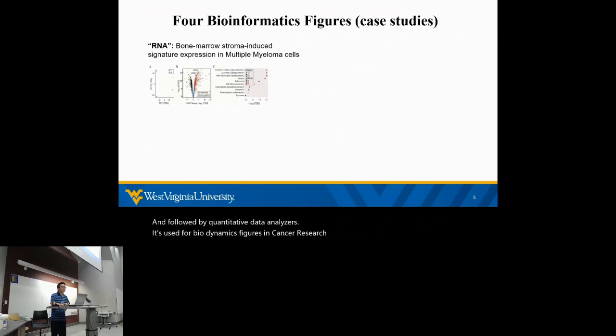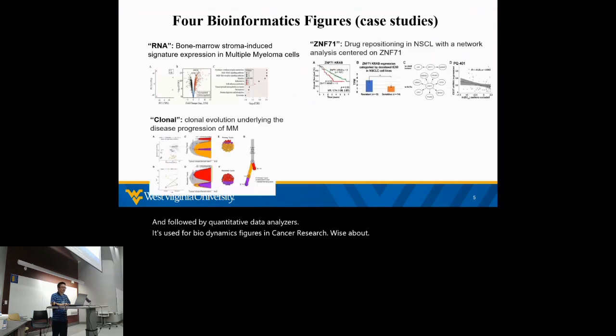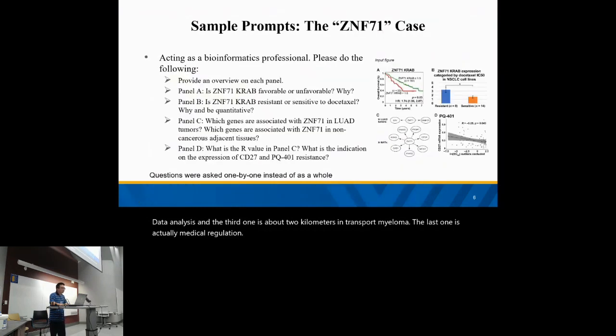One is about histology data analysis, the second is about drug repositioning data analysis, the third is about clonal evolution in the cancer microbiome, and the last one is about epigenetic regulation in a B-cell lymphoma cancer cell line. So this is a sample that we sent to ChatGPT.